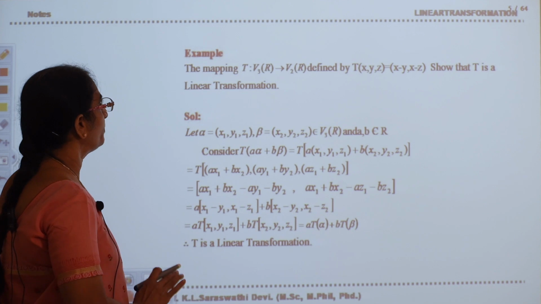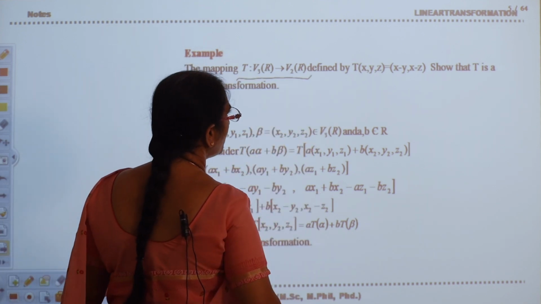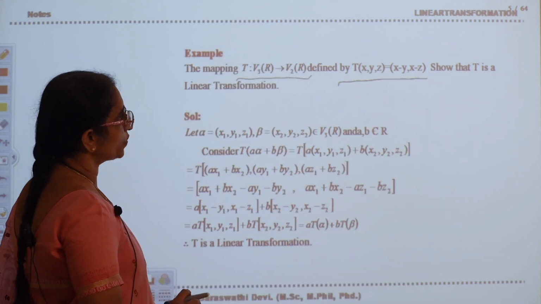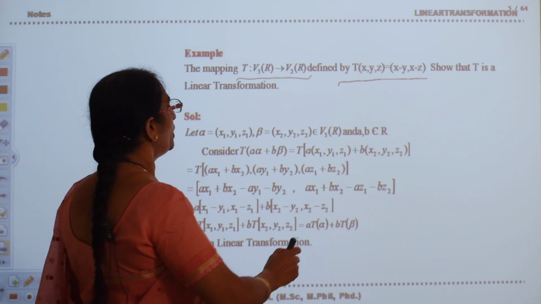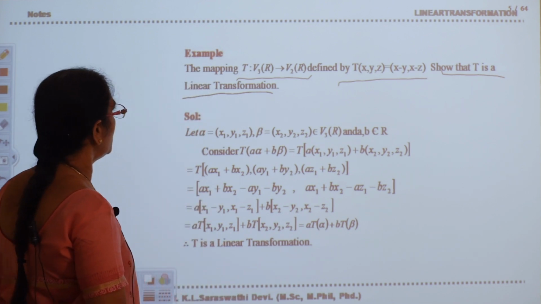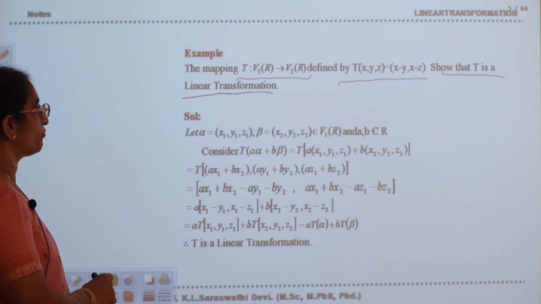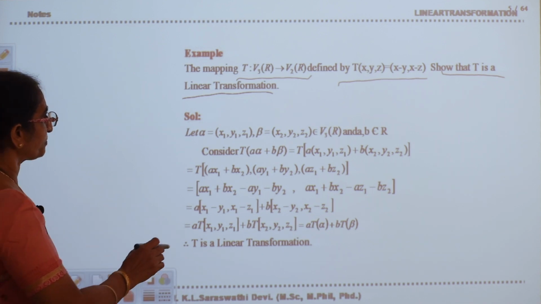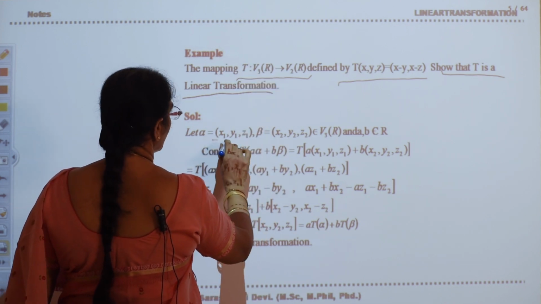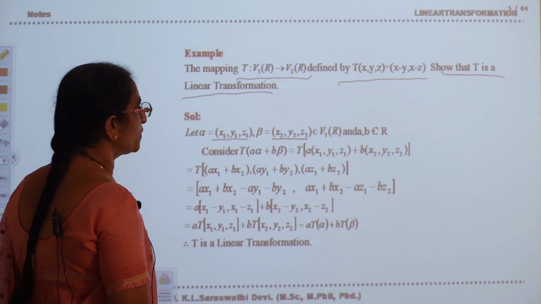See the example. Now the mapping T from V3(R) to V2(R) defined by T of (x, y, z) is equal to (x minus y, x minus z). Show that T is a linear transformation. Now what is T? T is a mapping from V3(R) to V2(R). So let alpha and beta be two elements in V3. Alpha is (x1, y1, z1), beta is (x2, y2, z2). They both belong to V3.